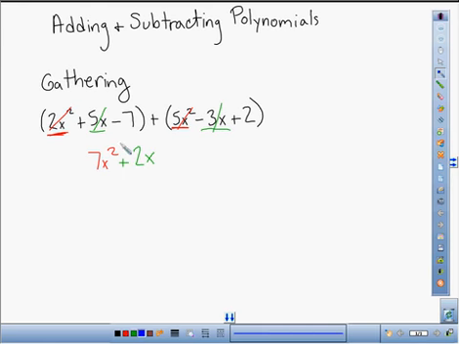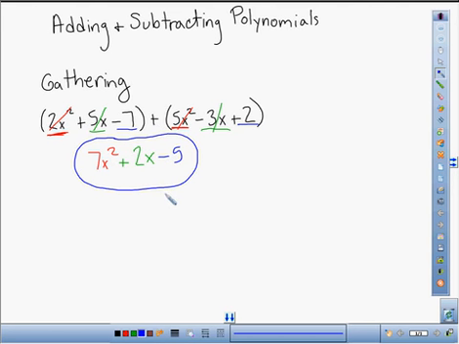Last but definitely not least, we have minus 7. And here's a 2. These are the constants, the numbers without a variable. They're like terms. Negative 7 plus 2 is negative 5. So I'm going to write minus 5. If it had been positive 5, I would have put plus 5. It is okay if you put plus negative 5, that's the same thing as minus 5. But you kind of want to get into the habit of just knowing that negative means that it's minus 5. So this would be our final answer. 7x squared plus 2x minus 5.